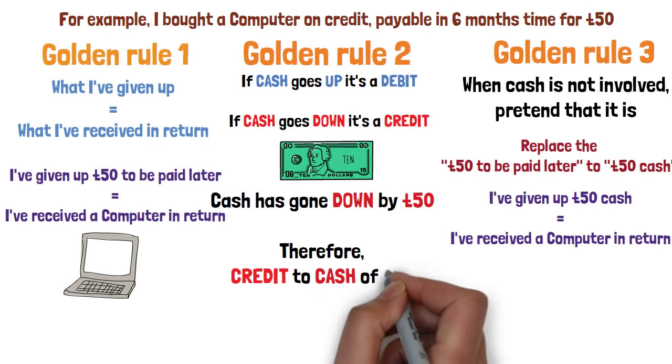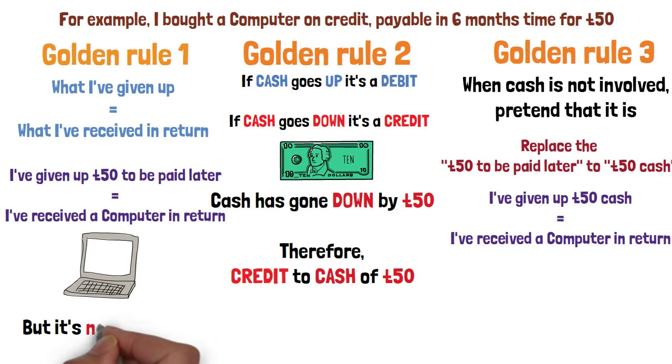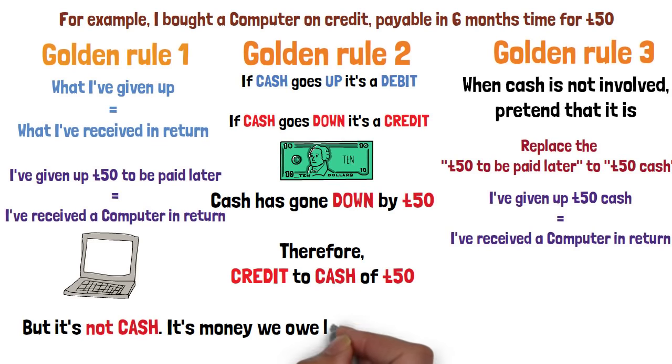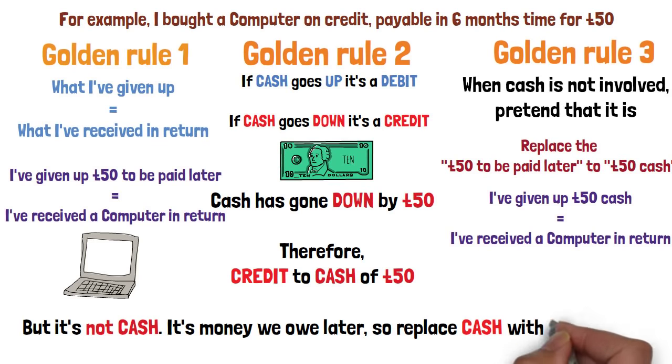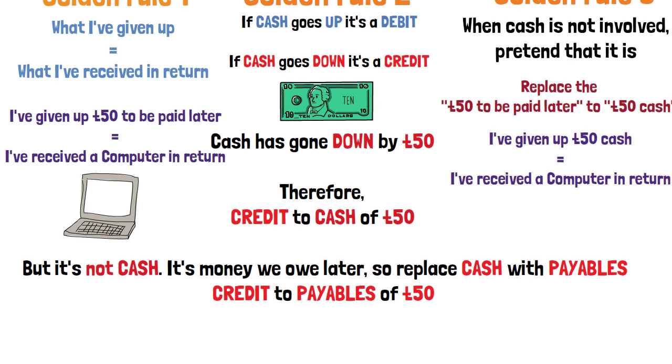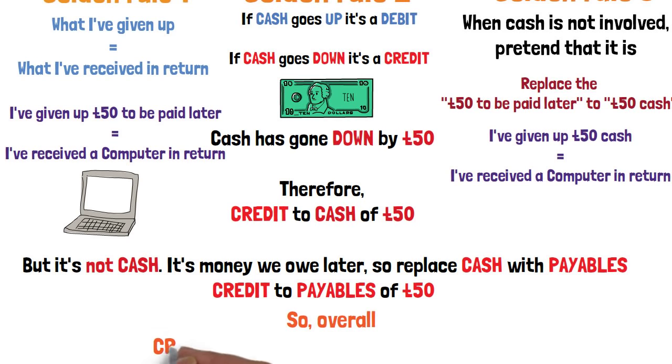But we know it's not cash, because it's money that we'll actually pay later. So at this point, change the word cash in the double entry to payables, the word that it should be, because we owe that money later. So it becomes credit, payables, £50. And then applying rule number 1, debits must equal credits. So we know it's credit payables £50. We have to debit something £50. What have we received? We've received the computer. So credit payables, debit computer, PP.